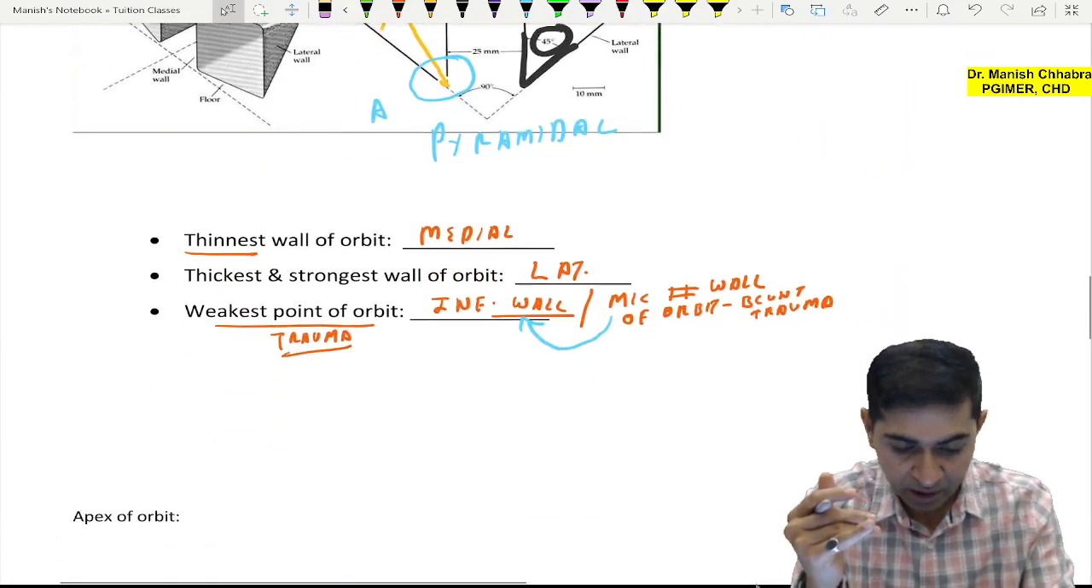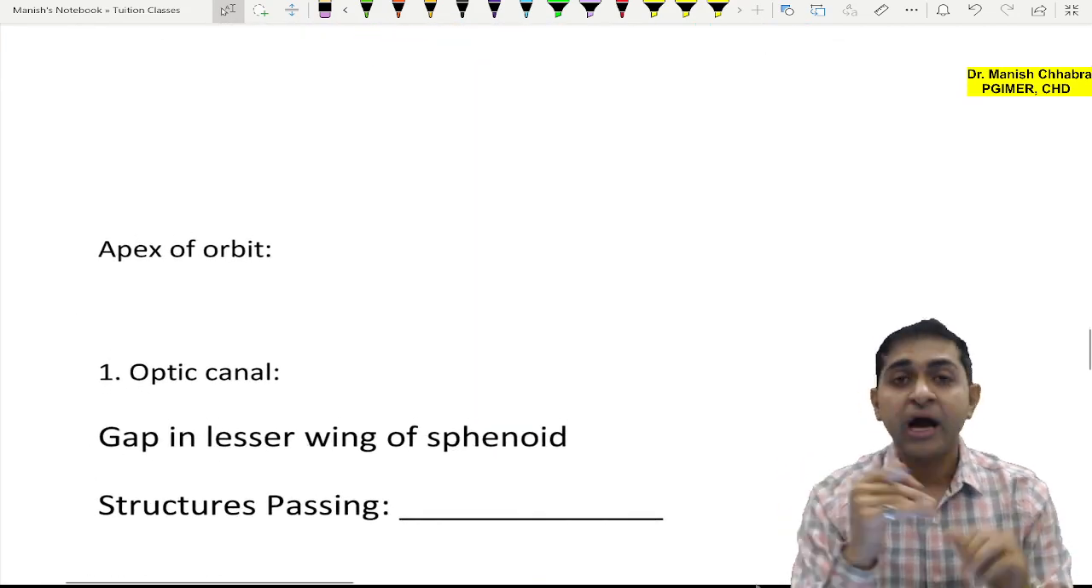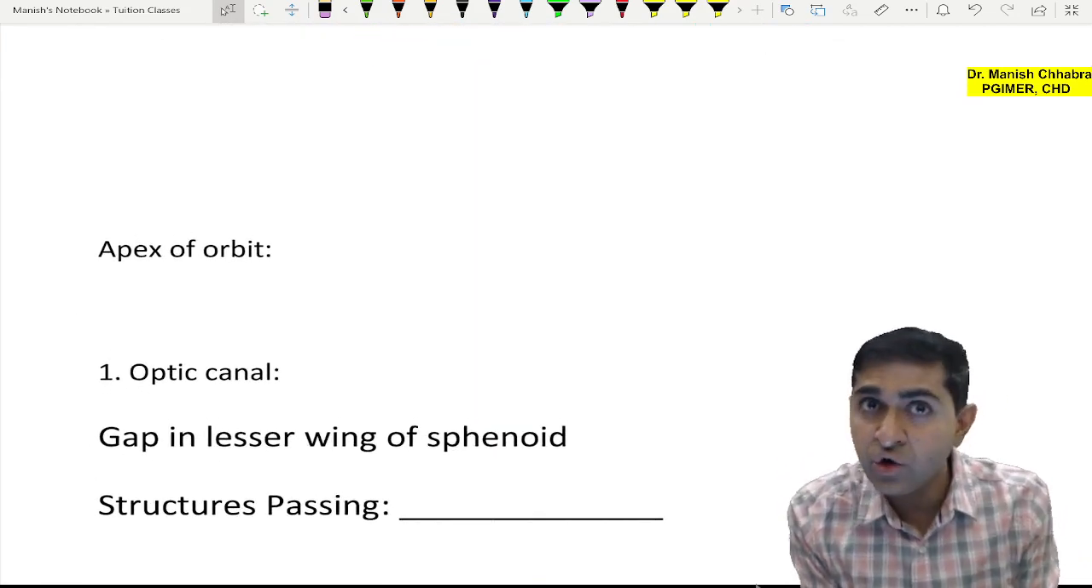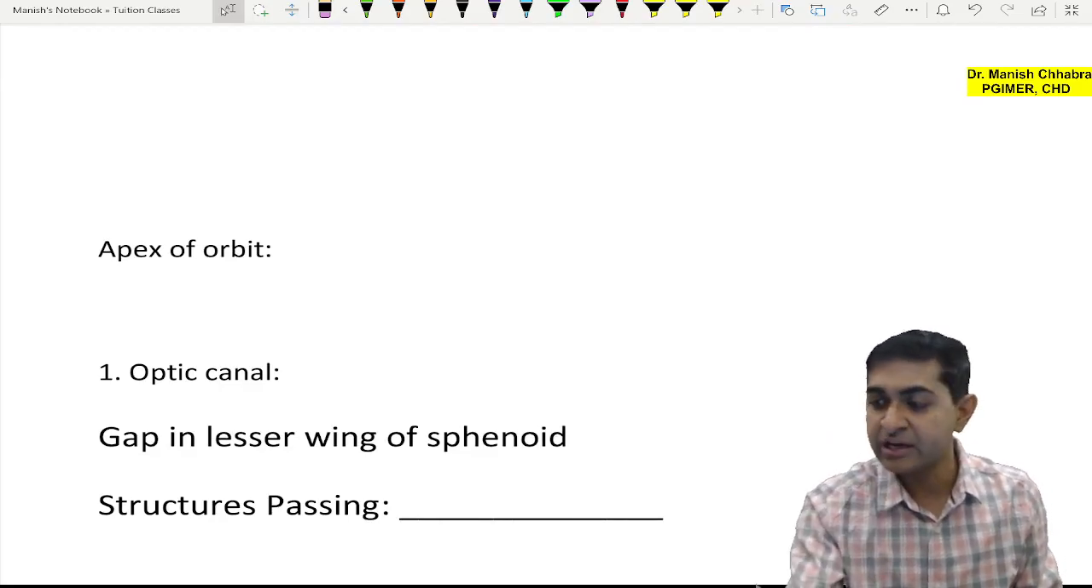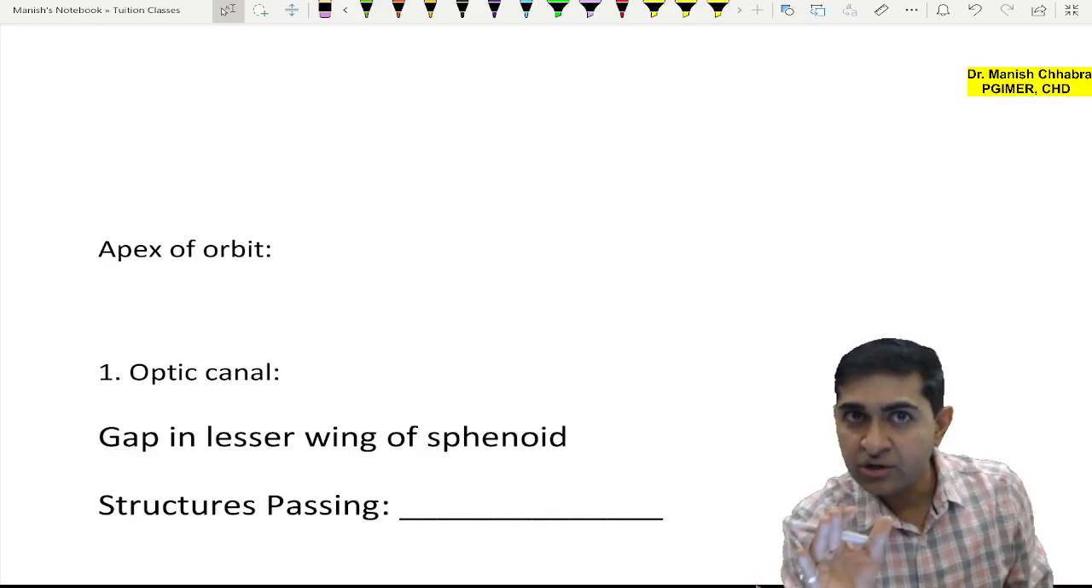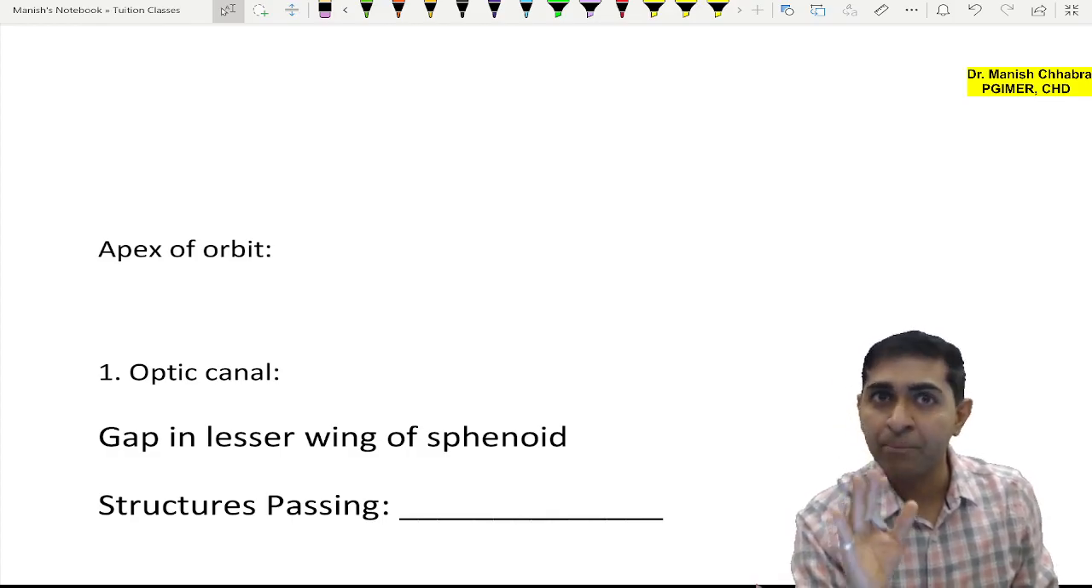Now I told you that there are three communications. One is your superior orbital fissure, second is your inferior orbital fissure, then we have the optic canal.